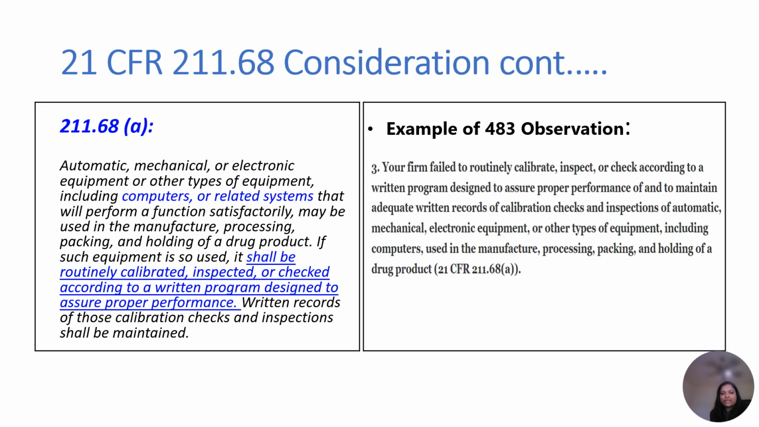Here I have listed citations per 21 CFR 211.68(a) on the left-hand side, and on the right-hand side an example where the firm failed routine calibrations of automatic, mechanical, or electronic equipment or other types of equipment. So it needs to be adequately calibrated according to written programs in the case of electronic equipment or any mechanical equipment or automatic systems associated with labs or in production.